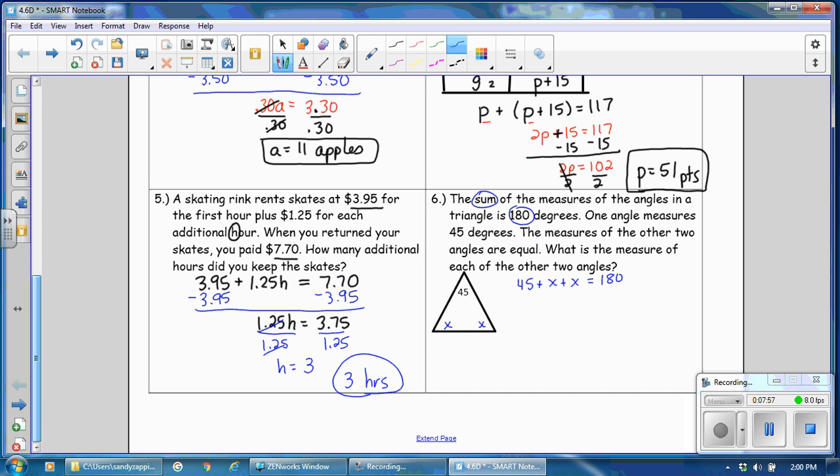So that means that 45 plus x plus x equals 180. Combine your like terms. 45 plus 2x equals 180. Take away the 45 degrees. Bring down the 2x. That gives us 135 degrees. Divide by 2. And the value of x is 67.5. So what is the measure of each of the other two angles? That's 67.5 degrees each.